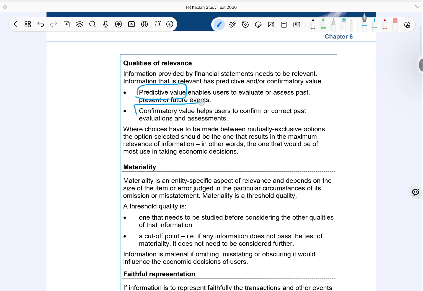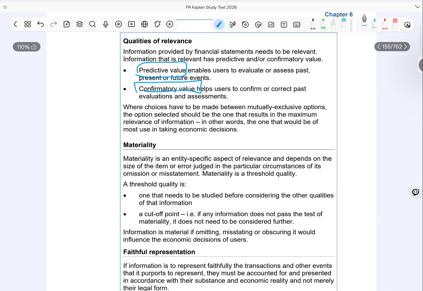Second, we have the confirmatory value. A confirmatory value is the opposite. Instead of predicting the future, it confirms whether your earlier prediction was correct. For example, last year you predicted a company would grow. This year's financial statements show that profits actually increased. That information confirms your earlier decision. So, confirmatory value equals confirms or corrects past expectations.